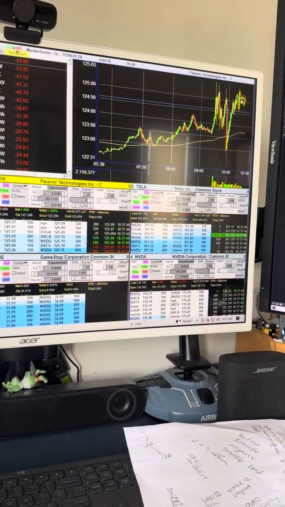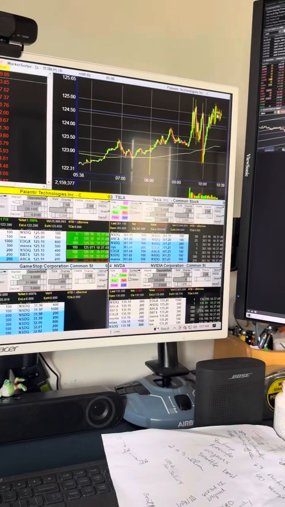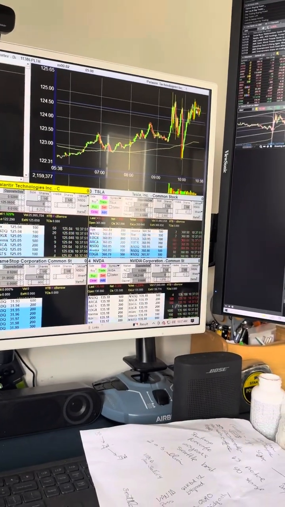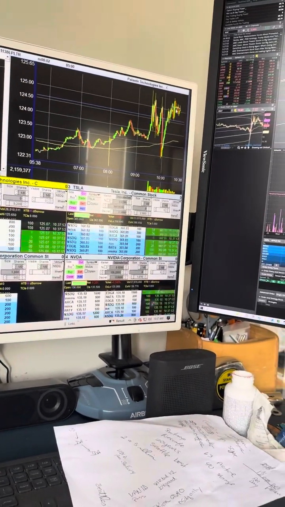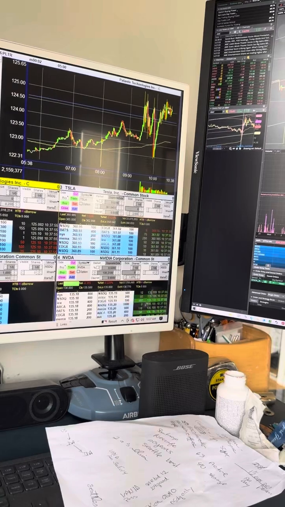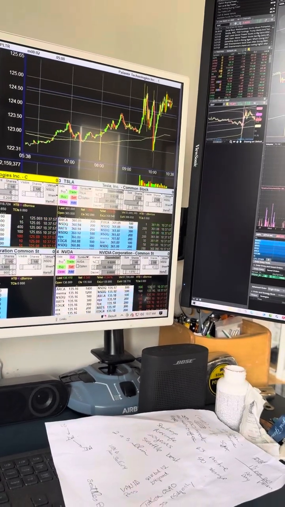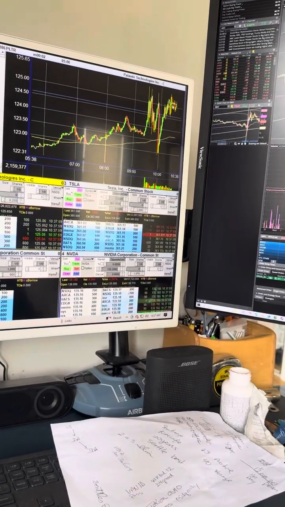Now, I don't advise you to use a shitload of money when you're going in there, because you're going to lose money. Every trader, when they first start out, loses money. Simple as that. And the reason why is your emotions get the better of you.